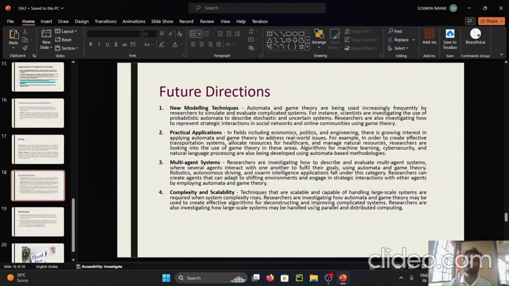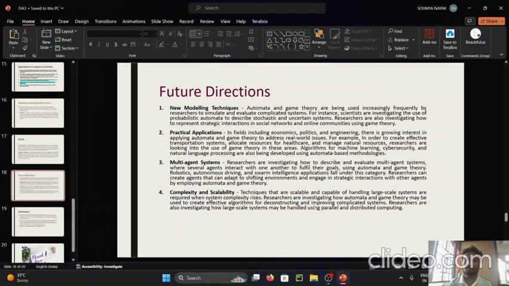So what will be the future directions of game theory and automata theory? Here you can give some points like new modeling techniques, practical applications, multi-agent systems, complexity, and scalability. Talking about new modeling techniques, automata and game theory are being used increasingly frequently by researchers to simulate and evaluate complicated systems. For instance, scientists are investigating the use of probabilistic automata to describe stochastic and uncertain systems.